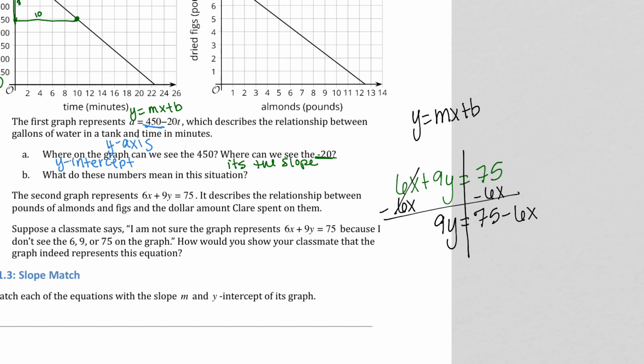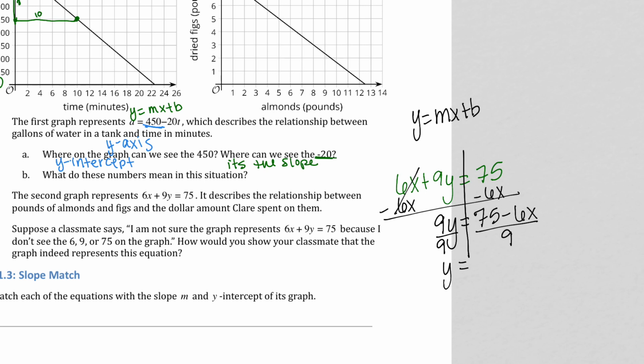What do I do now to isolate my y? How do I get the y by itself? How do I get rid of the 9 that's attached to the y? Subtracting 9 from both sides? Not subtracting, you divide it. Why do you divide it? Because the 9 is multiplied by the y, so we have to divide it to get rid of it, to make it a 1.